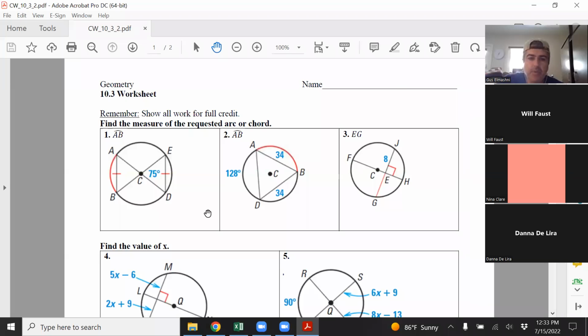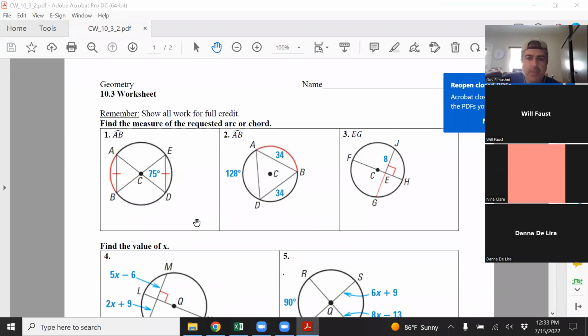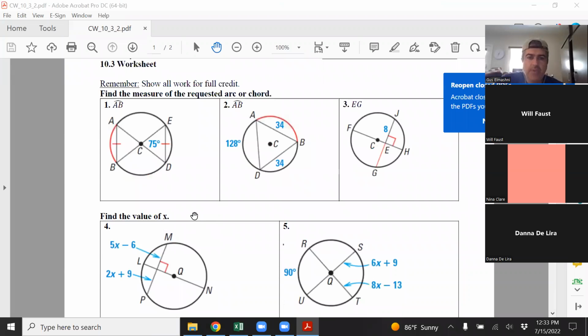All right, so let's go through this worksheet here. There's a few problems. You're asked to find the measure of the requested arc or chord. Yeah, that's 75 degrees, that's 75 degrees. So that's also 75 degrees.